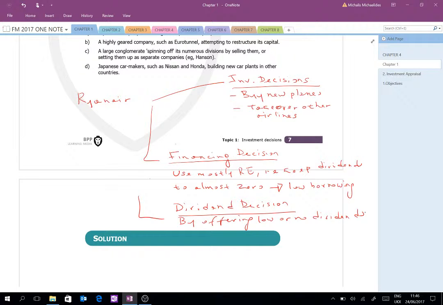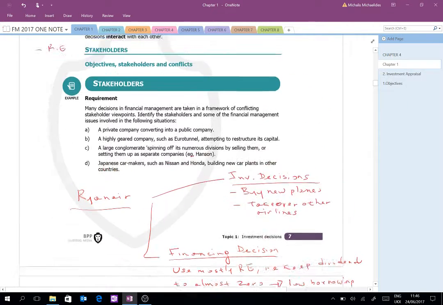So as you can see, by looking at this example, the investment decision made the business think how these new investments were going to be financed, and Ryanair decided that it wanted to finance these new investments by using internally generated funds, retained earnings. This resulted in the dividend decision that this business shouldn't offer any dividends or very low dividends to its shareholders, so as to retain any funds generated for investment. Okay, so these three decisions, as I mentioned earlier, are interrelated.